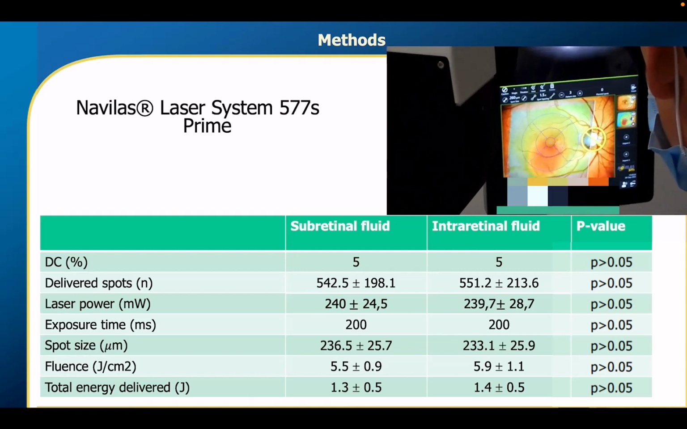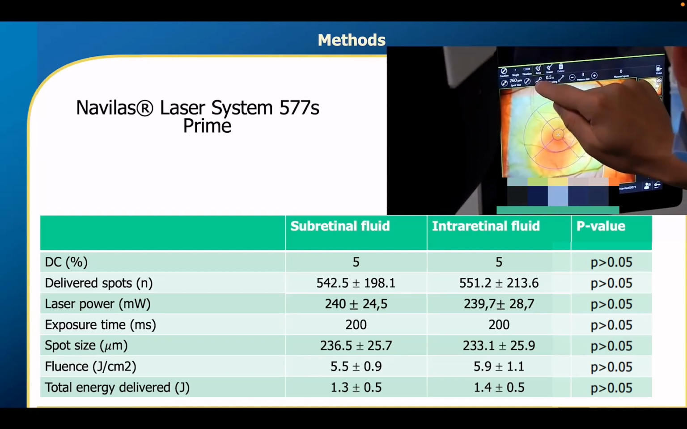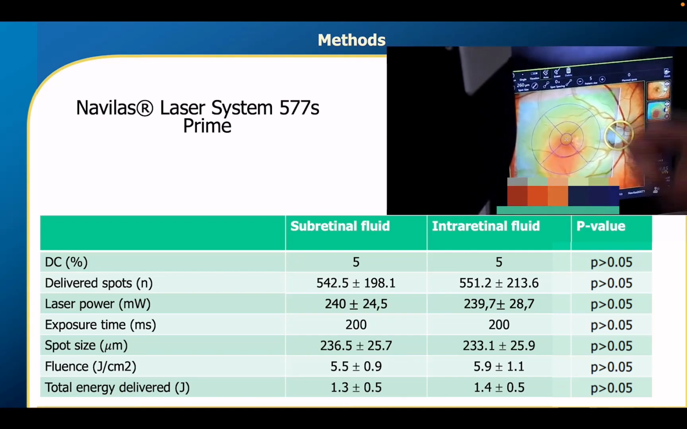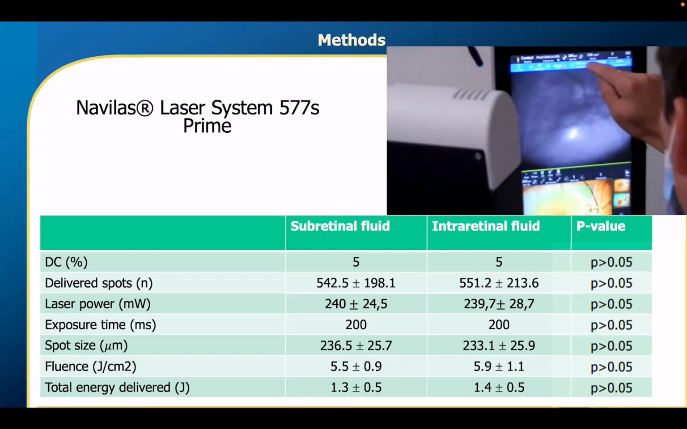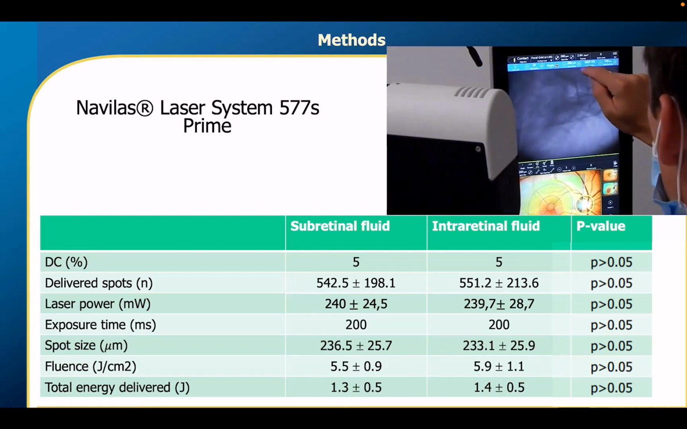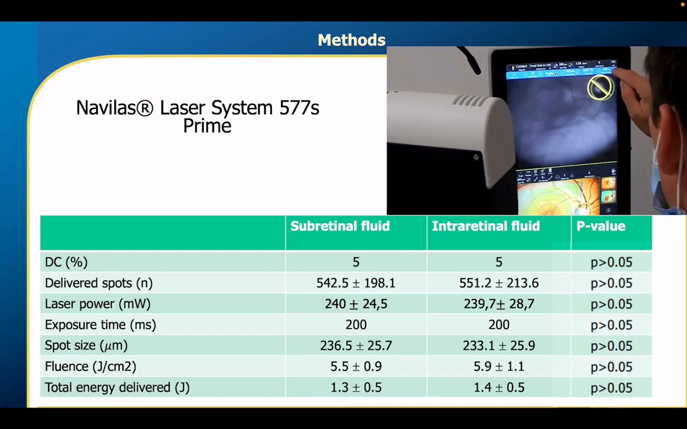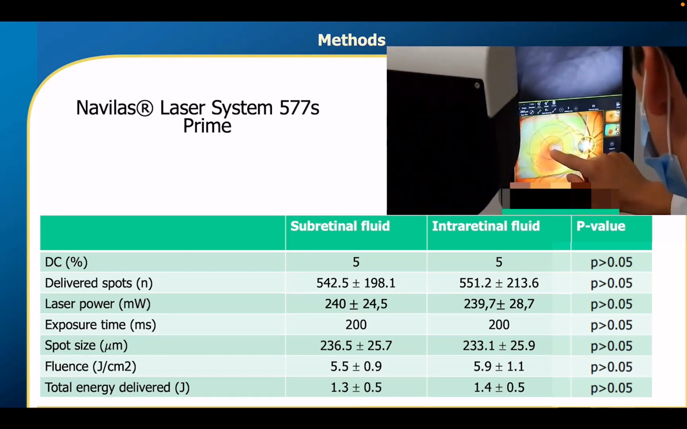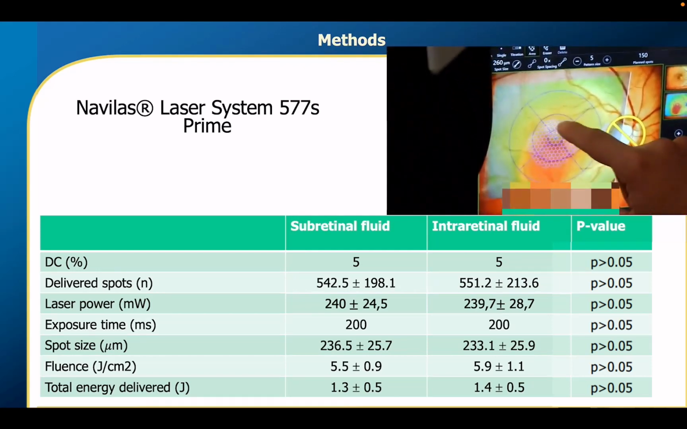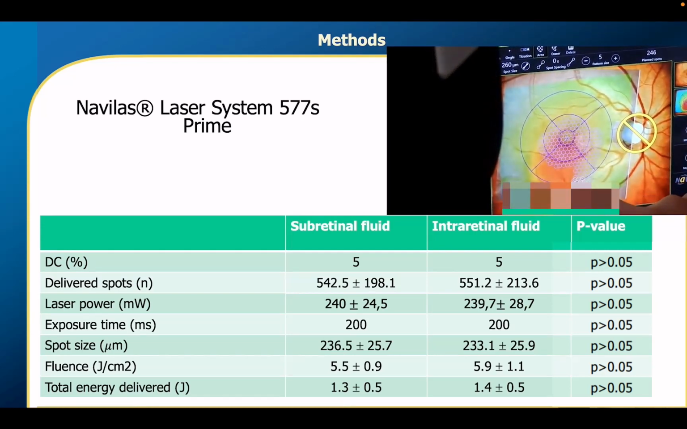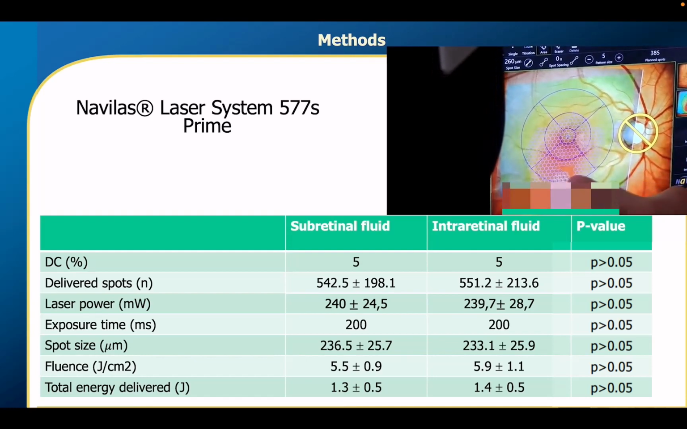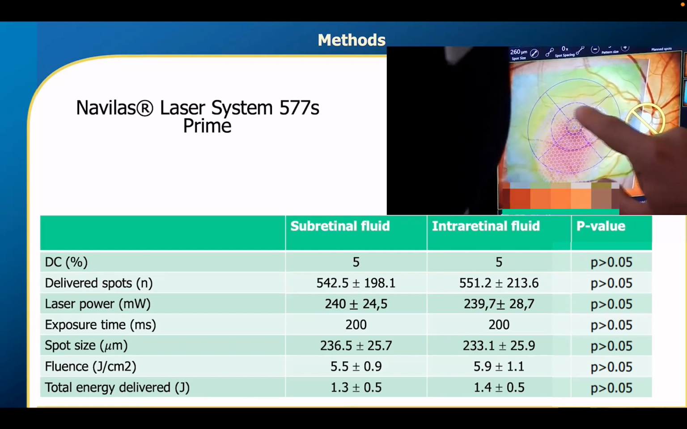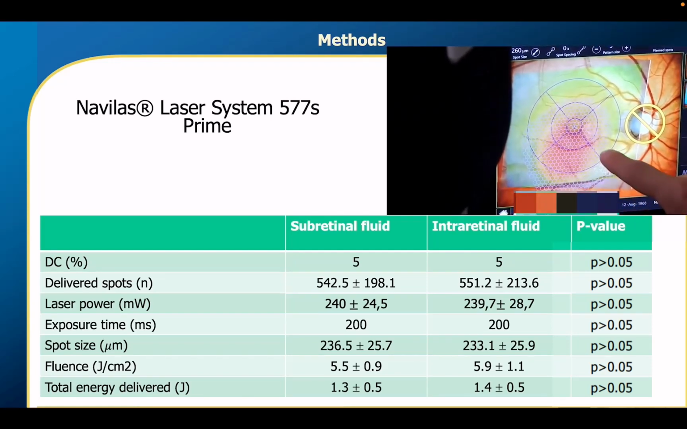Now I set the spacing between spots to 0. The spot size in this case was 260 micrometers, power 300 milliwatts, and exposure time 200 milliseconds. Depending on the size of the edema and the size of the spot, I determine the laser power, which is usually between 240–300 milliwatts. And after marking the laser spots on the obtained retinal image, we can start the therapy.